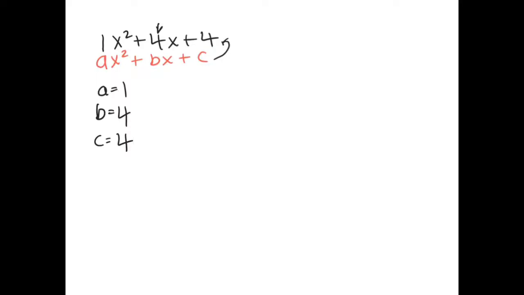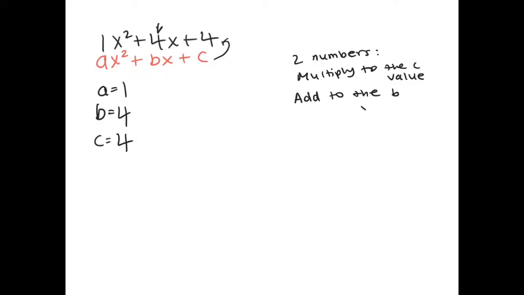Now, to factor a quadratic equation, you must find two numbers that multiply to the c value but add to the b value. So we must find two numbers that multiply to the c value and add to the b value. Now, in simpler terms, we just have to find two numbers that multiply to 4 and add to 4. Now, to find these two numbers, I like to create something called a CAB table.